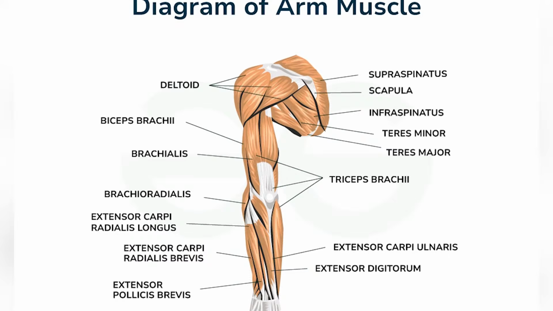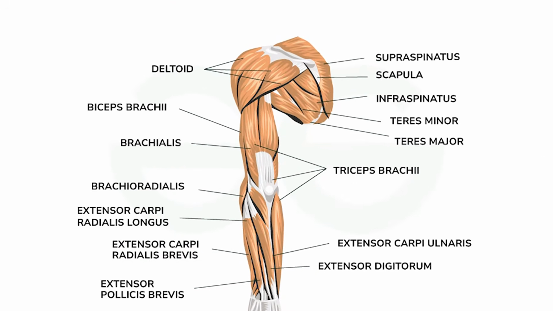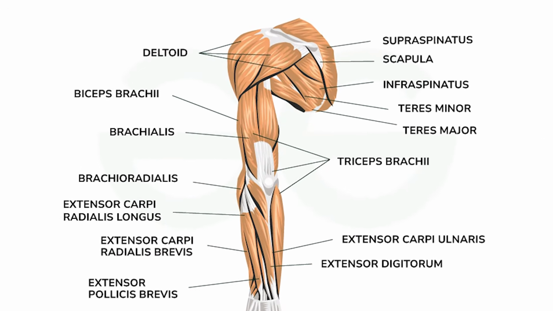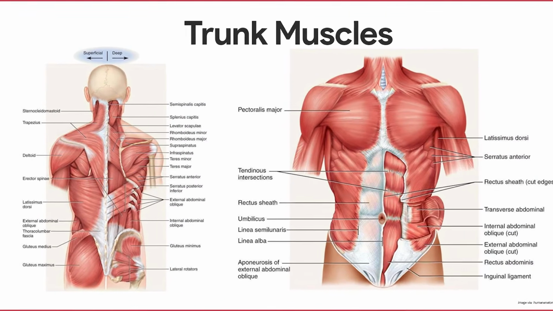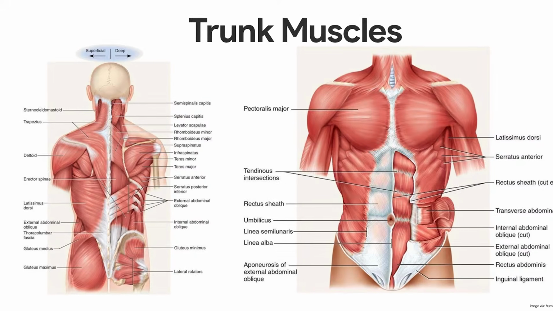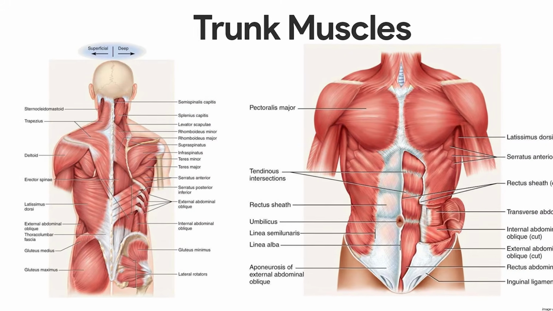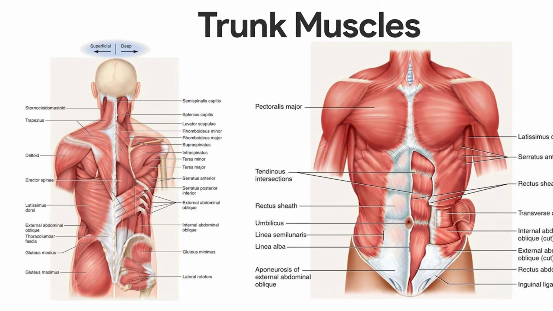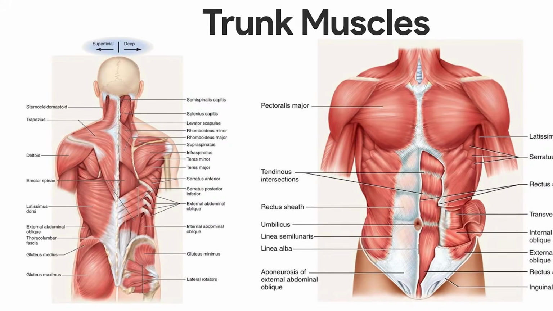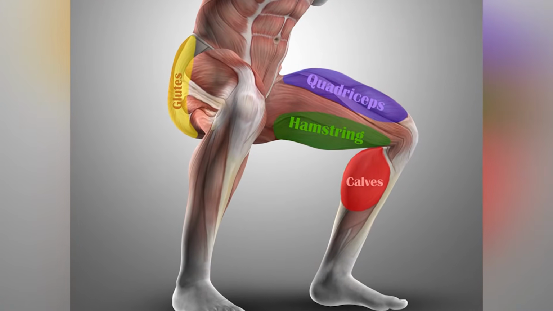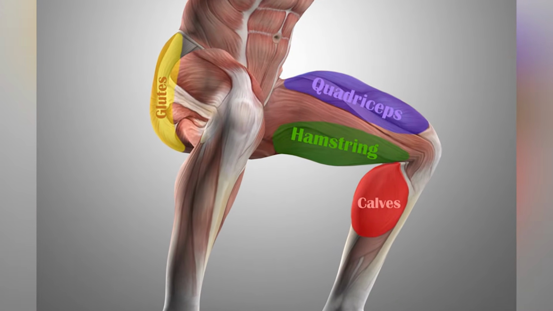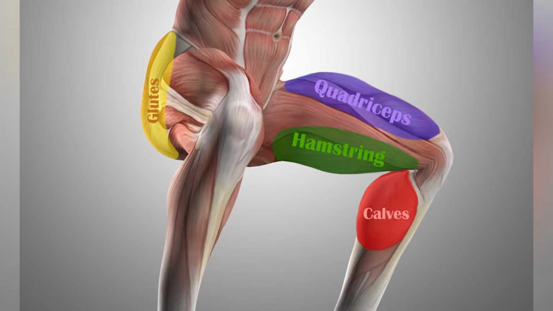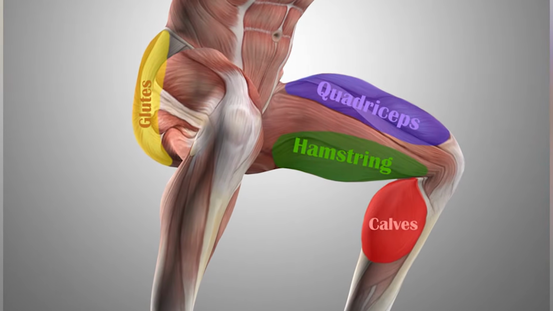In the arms, the deltoid lifts your arm, biceps bend it, and triceps straighten it. In the torso, muscles like the chest, pectoralis, abs, rectus abdominis, and back, latissimus dorsi, help you twist, sit up, or reach. In the legs, the gluteus maximus helps you stand and climb. Quadriceps and hamstrings help you walk or jump. Calf muscles like gastrocnemius help you tiptoe.